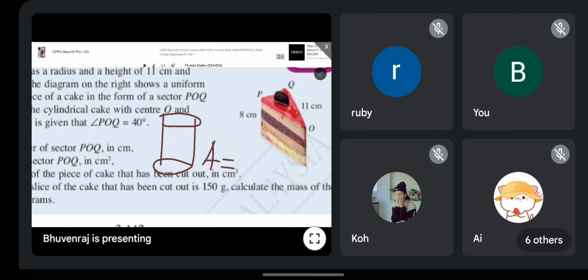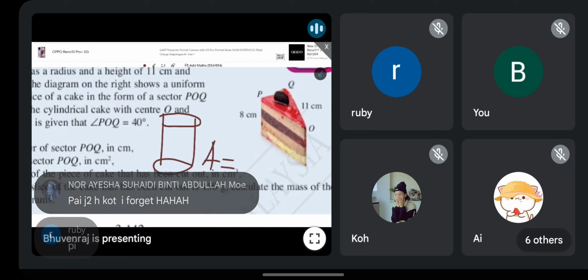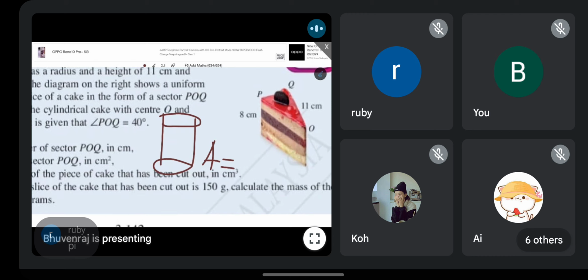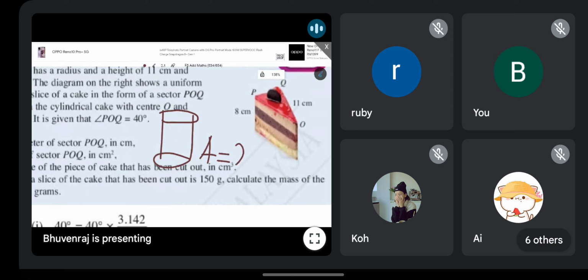Hello guys. Formula? Cylinder formula? Yes. Dah forget tadi. 2 pi r. Yes. Okay, will be correct. 2 pi rh plus 2 pi r square. Very good. This is the formula for luas permukaan silinder. Okay, this is the formula.